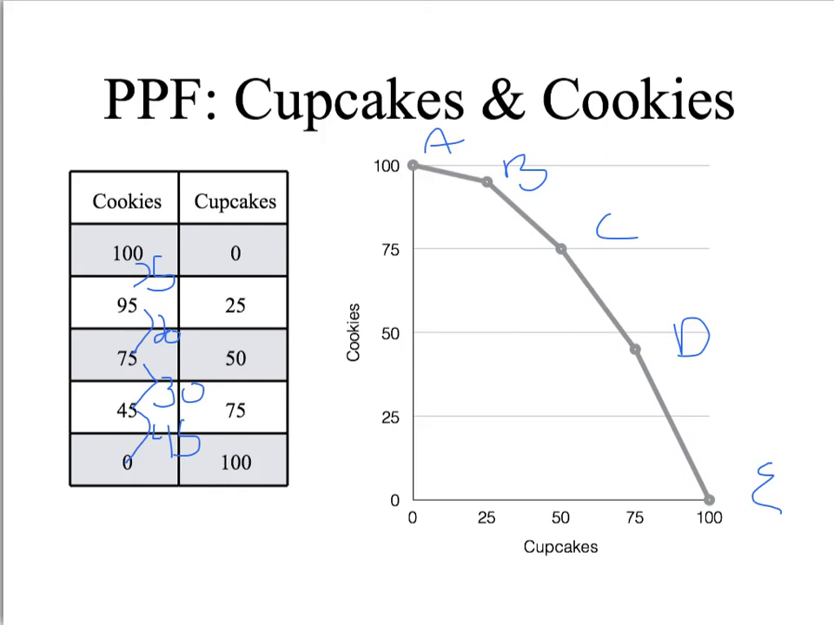Because these workers were a little bit more skilled at making cookies. But by the time we go from point D to point E, these workers were probably really good at making cookies, but let's say for whatever reason, no one wants cookies anymore. They only want cupcakes. So these workers give up 45 cookies because they were really good at making cookies, in order to make the additional 25 cupcakes over here.